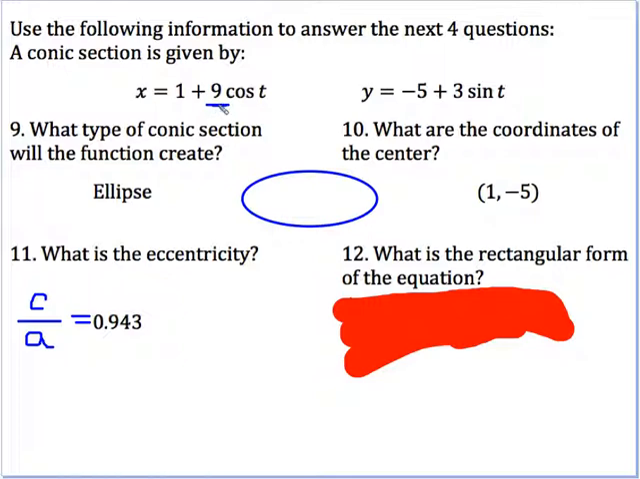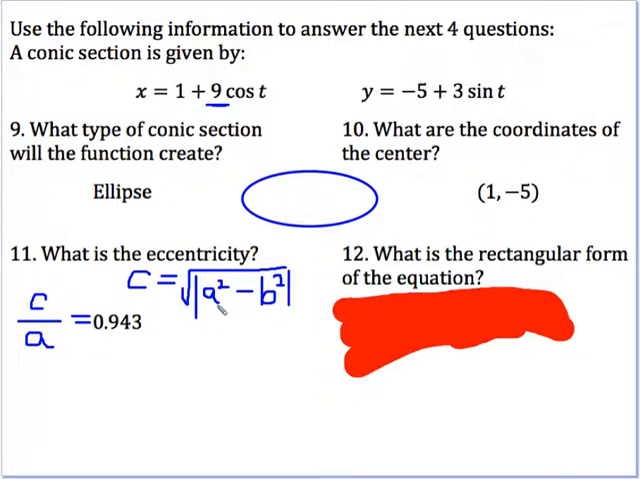So this is our A value, and we have to get C. Well, look in your notes. The formula to find C would be the square root of A squared minus B squared. Don't forget that, minus B squared. All right, you guys have seen that a million times.